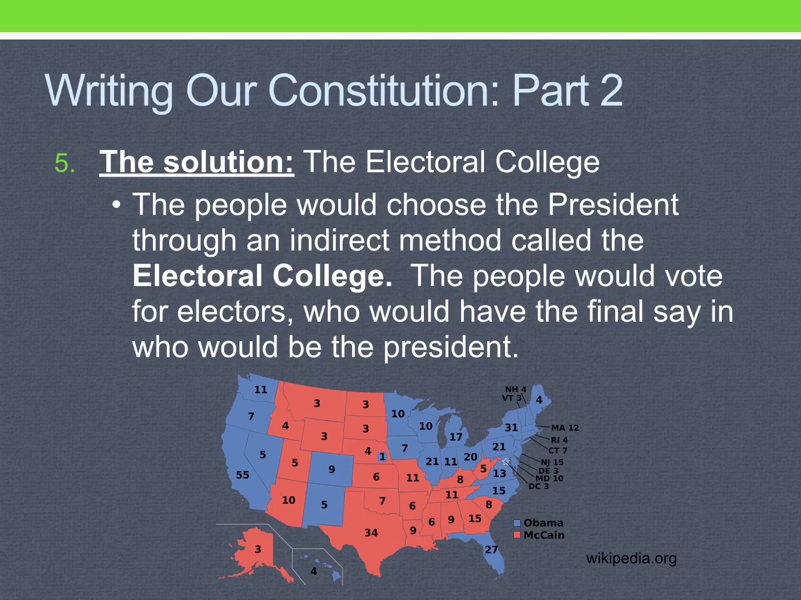This is from the 2008 election. So when you see this, think, okay, this is the Electoral College, right? This is how many electors each state has, and these people get to vote for who the president will be. And we'll talk about this a little bit more specifically when we read about it in the book.